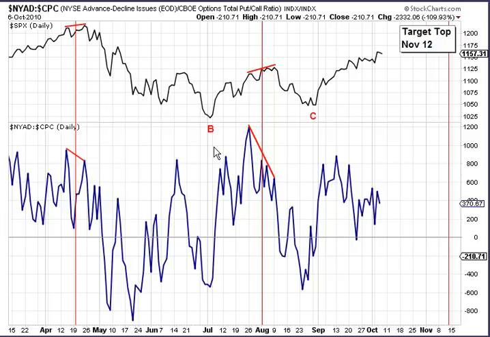This chart may look familiar if you're familiar with Terry's work, because he has a similar short range T constructed based on splitting the bottoms at B and C. It's six of one, half a dozen of the other, same principle. We both get a projected target top in the second week of November.